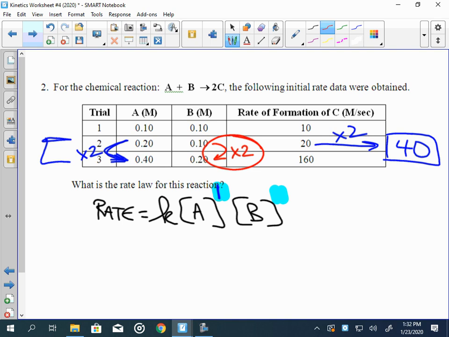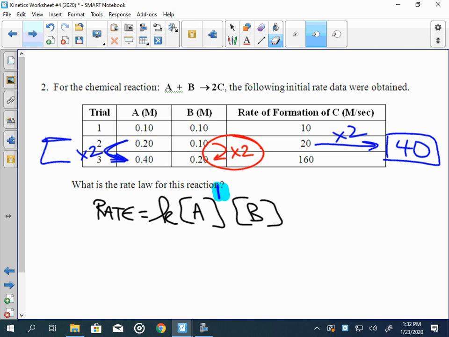Hey, you know what? Don't write it down, but if this were 0, when I double that, nothing happens. This would go to 40. Oh, well, it didn't do that. It goes to 160. Well, you know what? If this were first order, when I double that, it's going to take it from 40 to 80. Didn't do that.